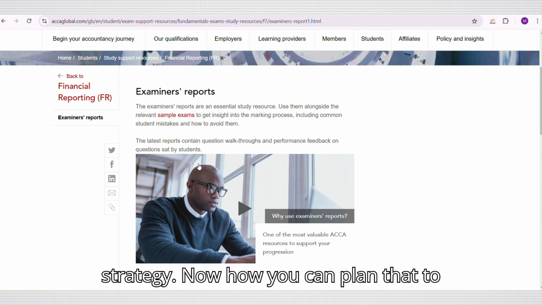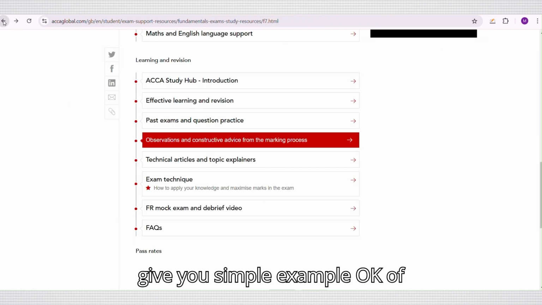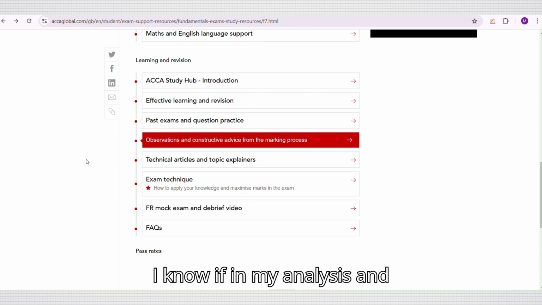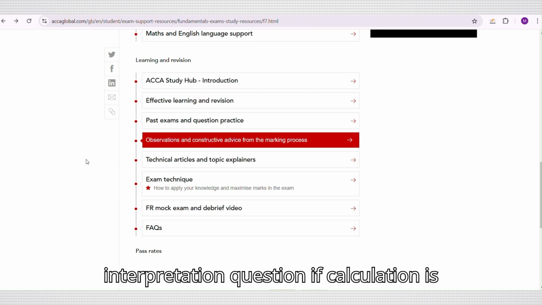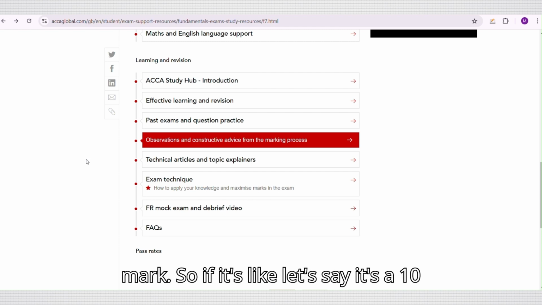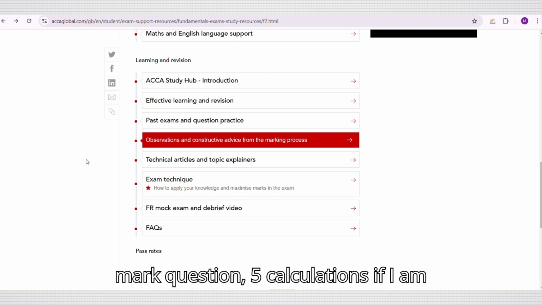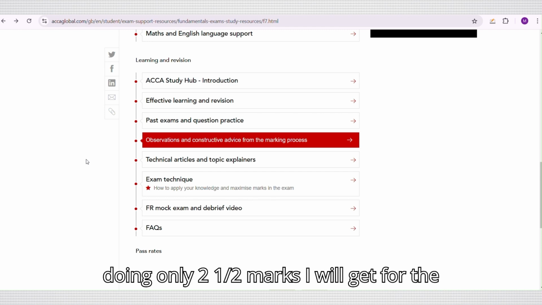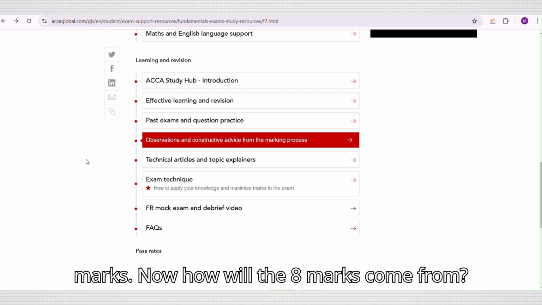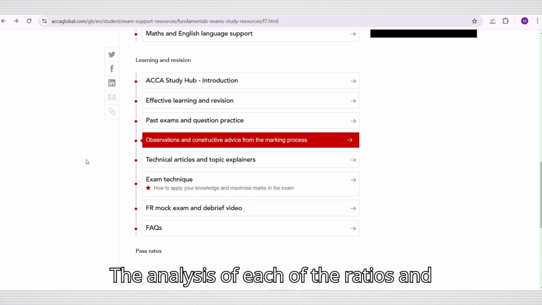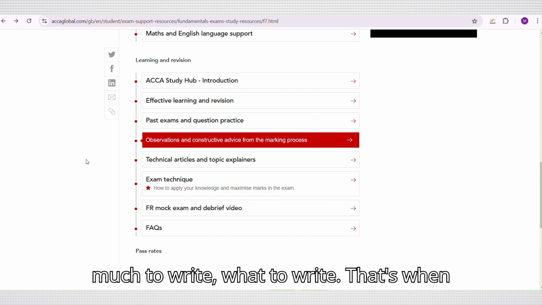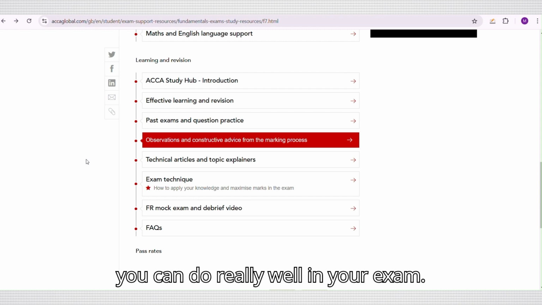Now how you can plan that, to give you a simple example, if I'm looking at FR only. I know if in my analysis and interpretation question, if calculation is asked, each calculation is only for half a mark. So if it's, let's say, a 10-mark question, 5 calculations if I'm doing, only 2.5 marks I will get for the calculation. So I still need to get 8 marks. Now how will the 8 marks come? From the analysis of each of the ratios, at 1.1 mark. So now you know how much to write, what to write. That's when you can do really well in your exam.